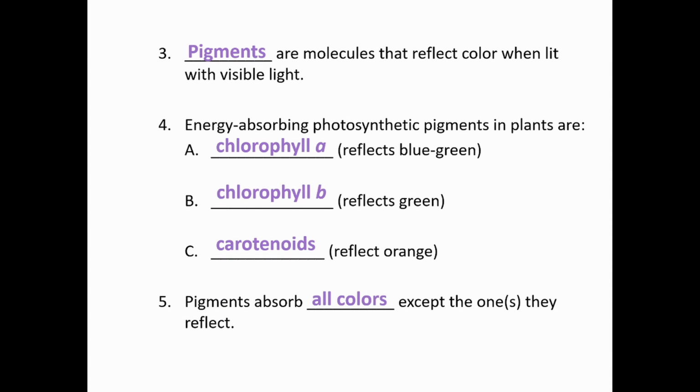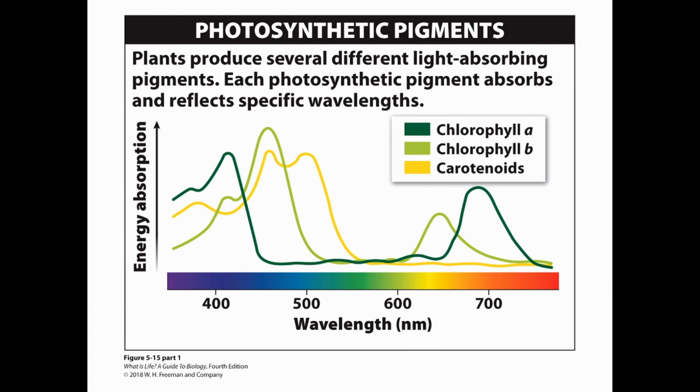So like I'd mentioned, pigments are going to absorb all the colors except for the ones they reflect. And it's the color they reflect that's going to be the color that they appear. So let's look at the different wavelengths of light and what they absorb and what they reflect. The higher the peak, the more absorption we're doing at that particular wavelength. The lower the peak, then we're doing more reflecting rather than absorption.